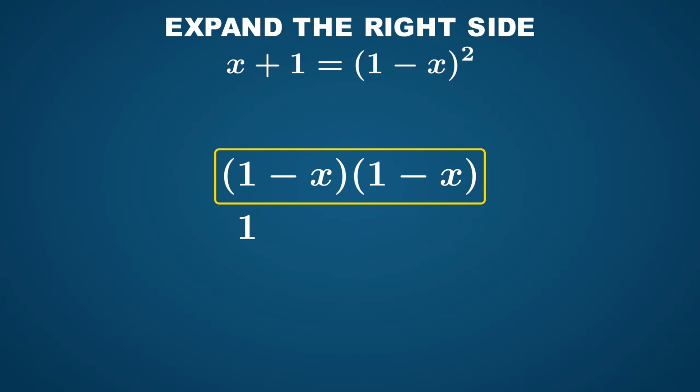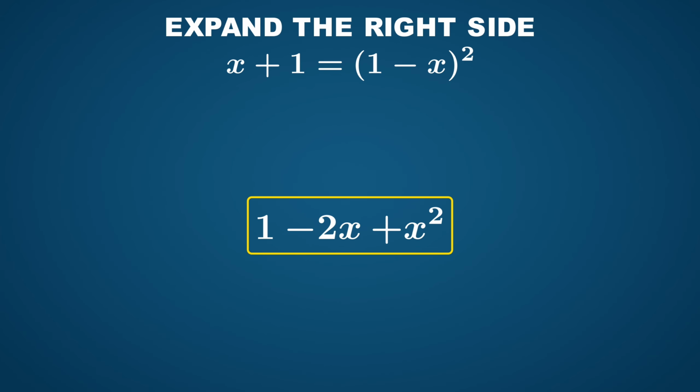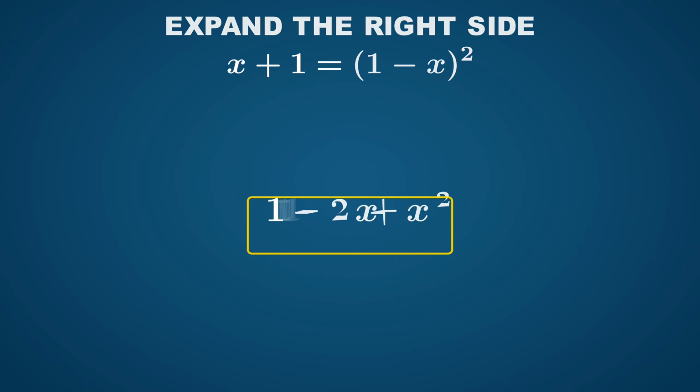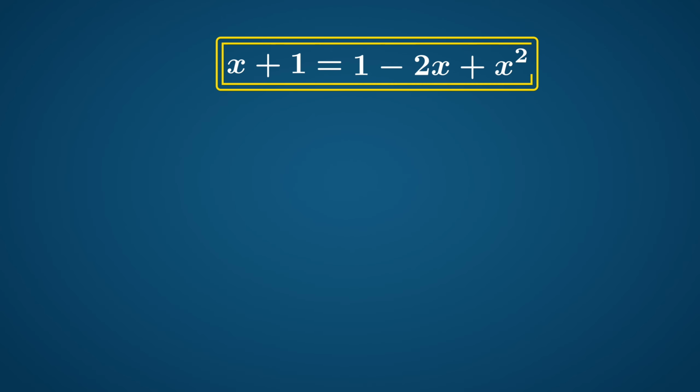Multiplying that out, 1 times 1 is 1. 1 times negative x is negative x. Negative x times 1 is negative x. And negative x times negative x gives us a positive x squared. Combining the terms in the middle, negative x minus x is negative 2x. So the right side becomes 1 minus 2x plus x squared. Now our equation is x plus 1 equals 1 minus 2x plus x squared.